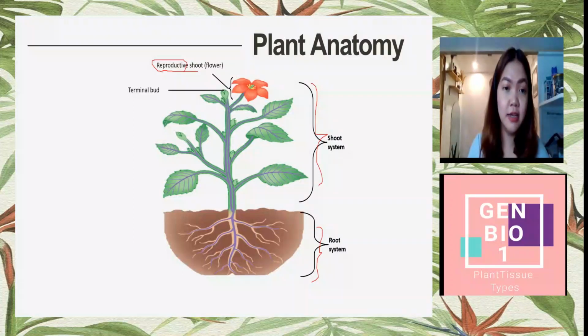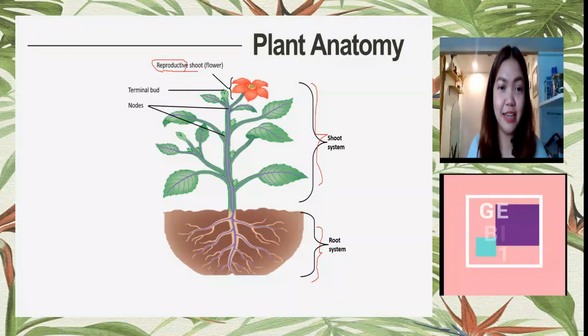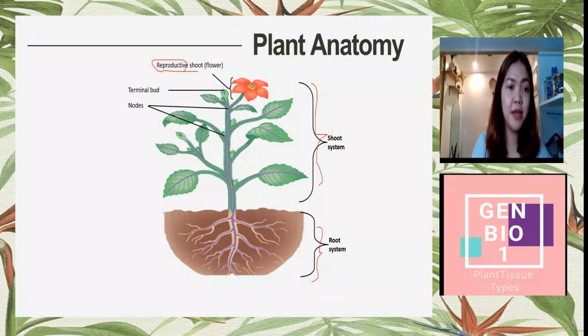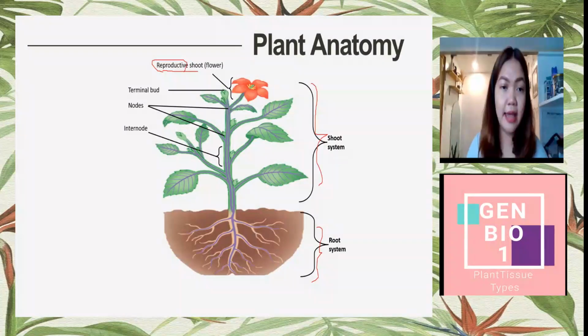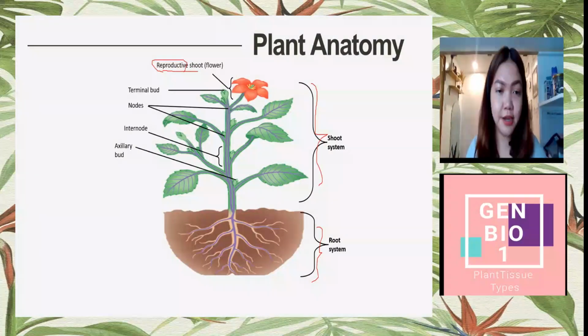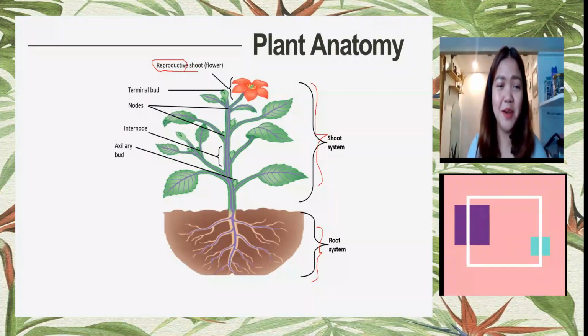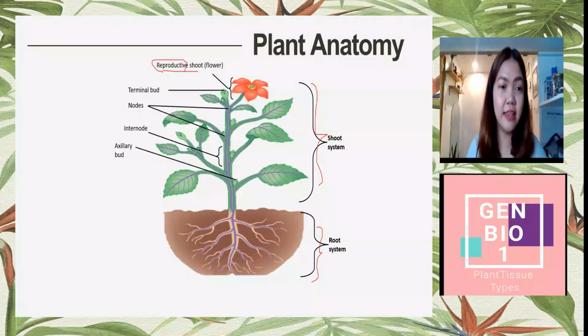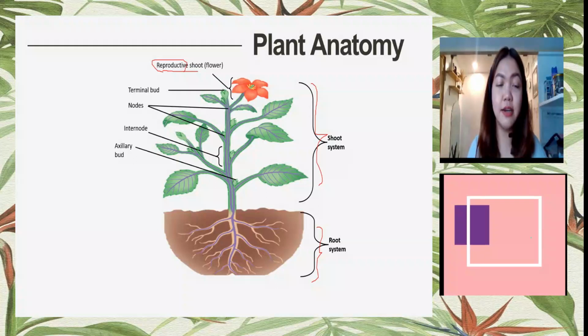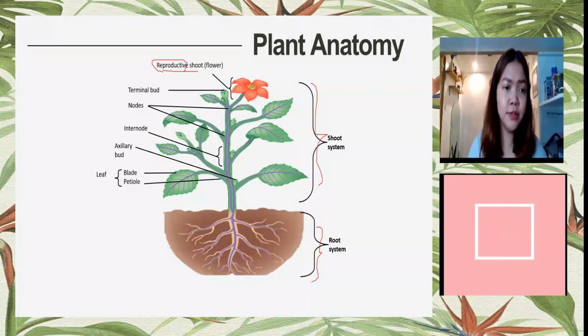So here siya. So we have the nodes then. So that is the attachment of the leaf or the petiole to the stem. So that is your node, and the space between them, we call your internode. And the axillary bud naman. So axillary buds are just a type of bud, pero the difference is that dito sa terminal bud, its location is in the apex, pero yung axillary bud is in the axil, or parang in between your petiole and the stem.